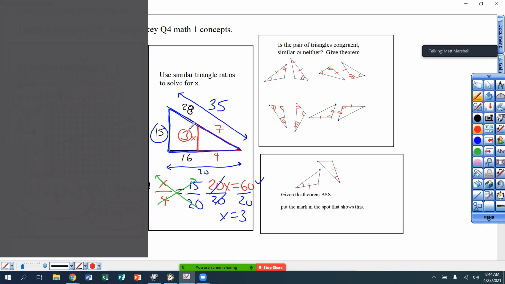5 times 3, 15. 4 times 5, the big daddy length, 20. 7 times 5, the big daddy hypotenuse, 35. Right? Okay, and then the last one.